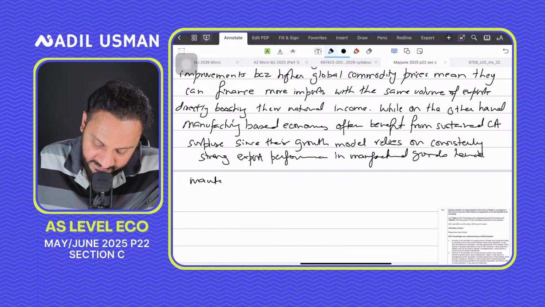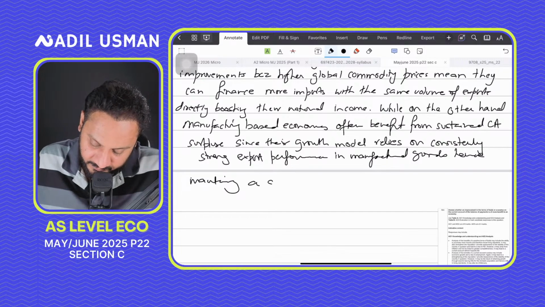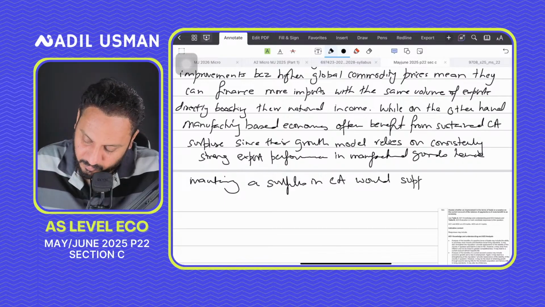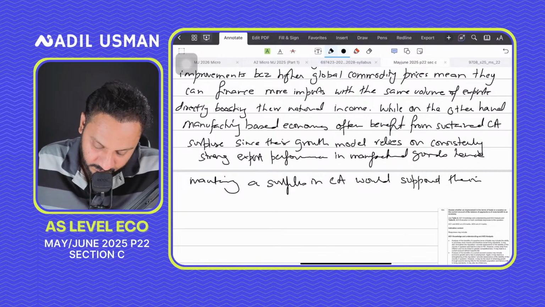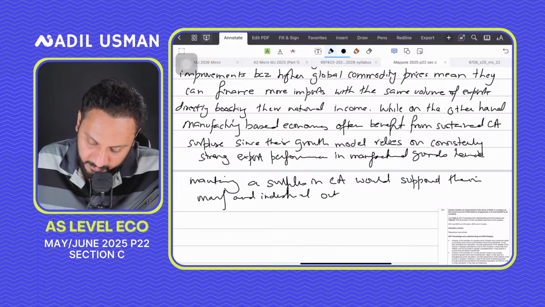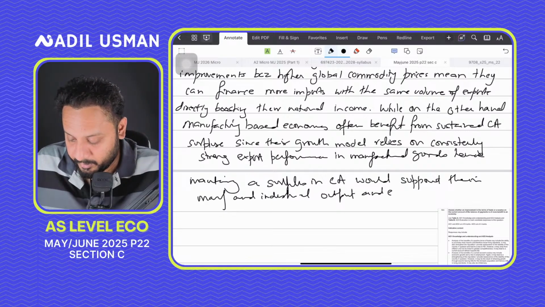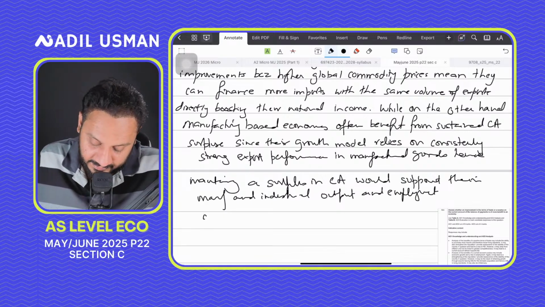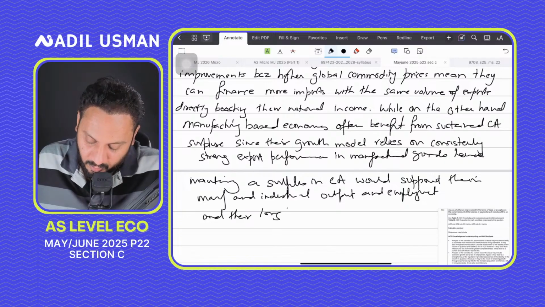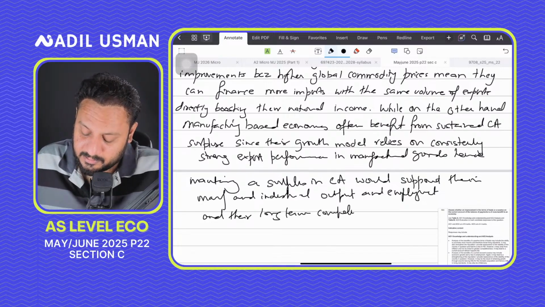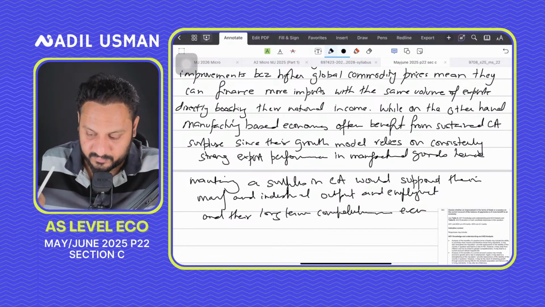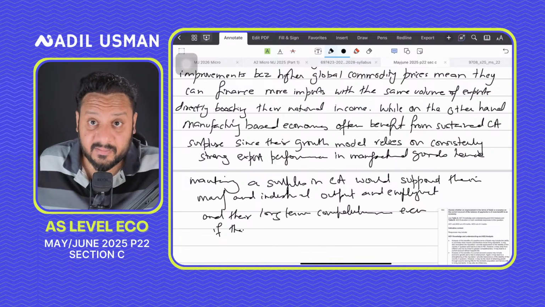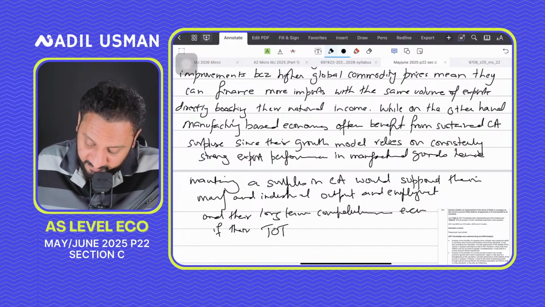Hence, maintaining a surplus in the current account would support their manufacturing and industrial output and employment, and their long-term competitiveness, even if their terms of trade fluctuate.